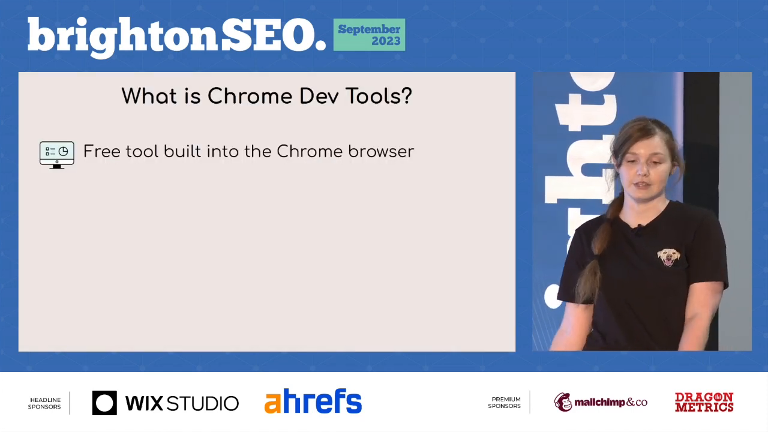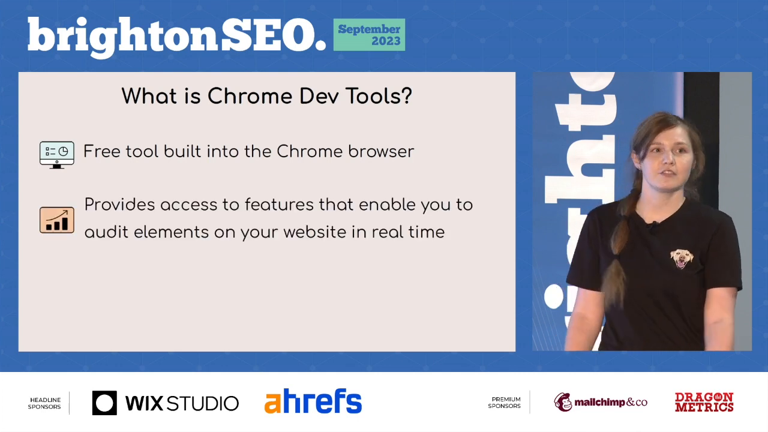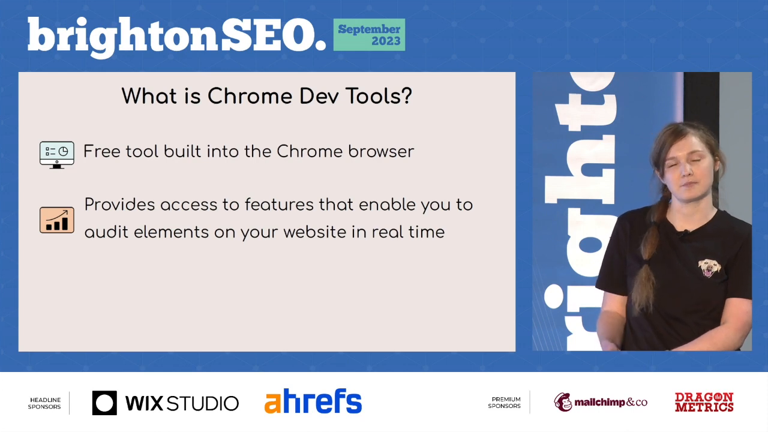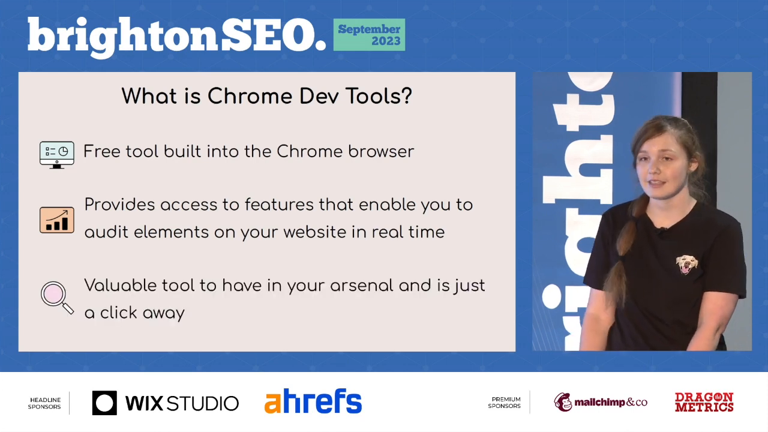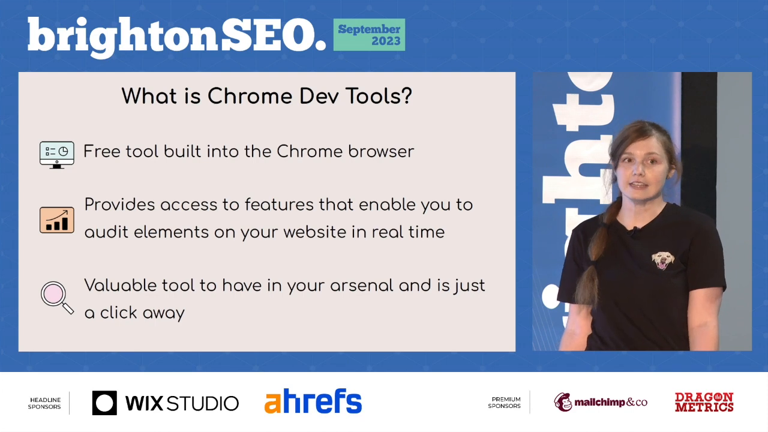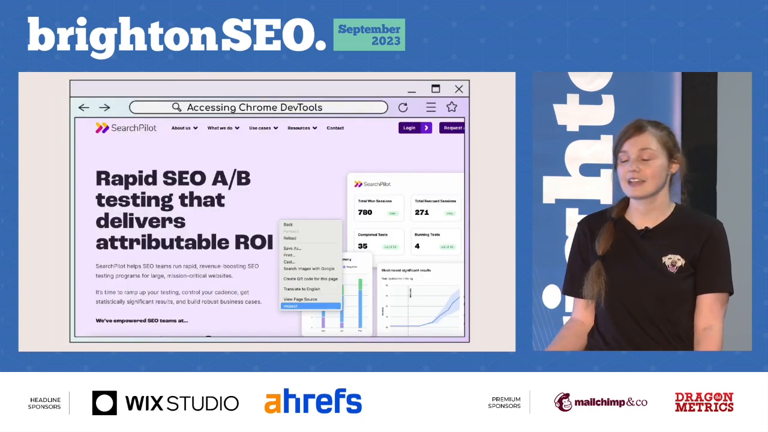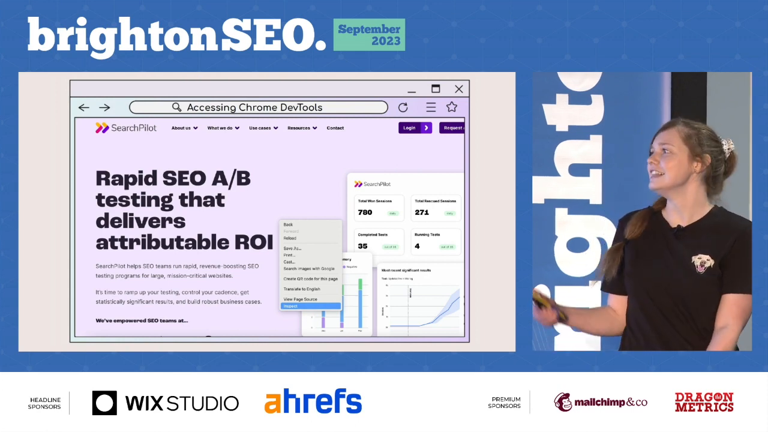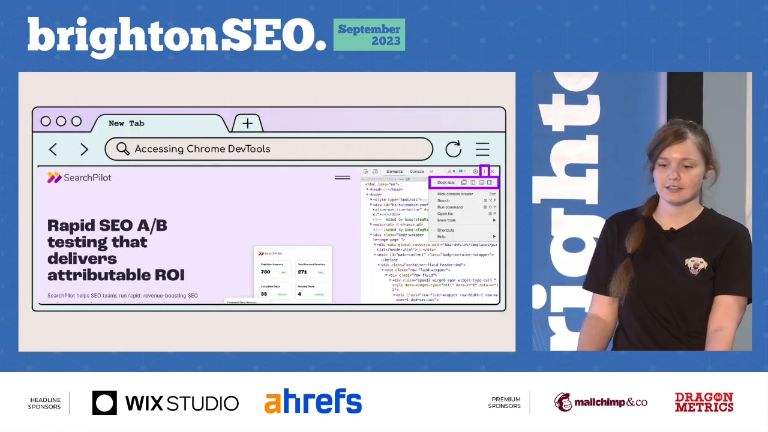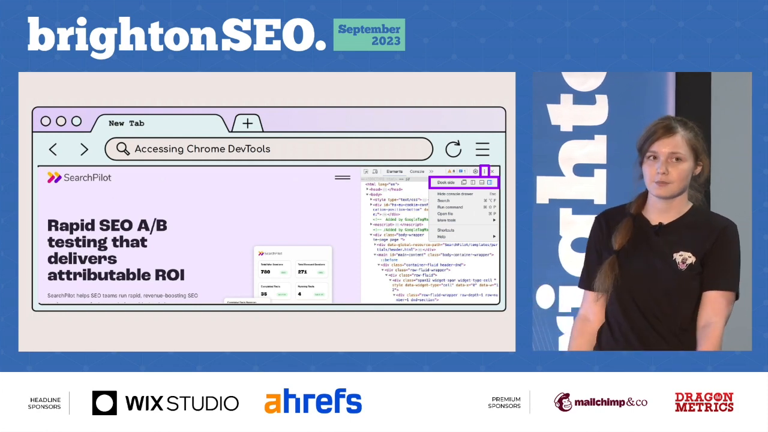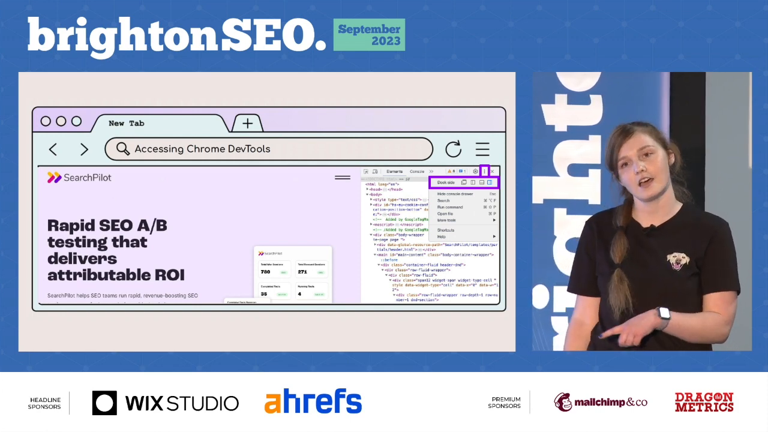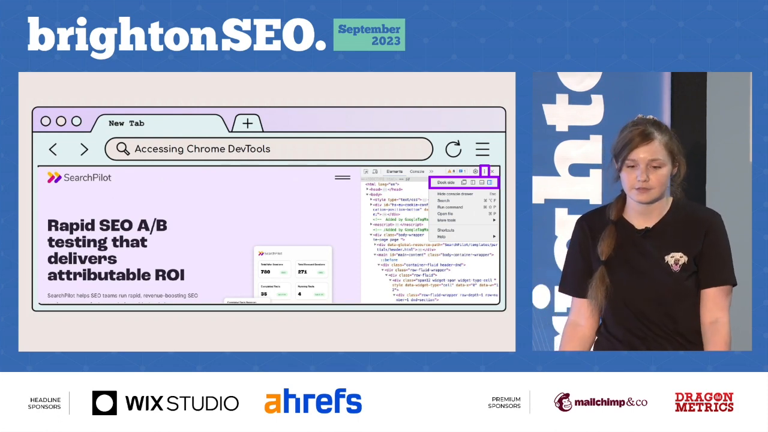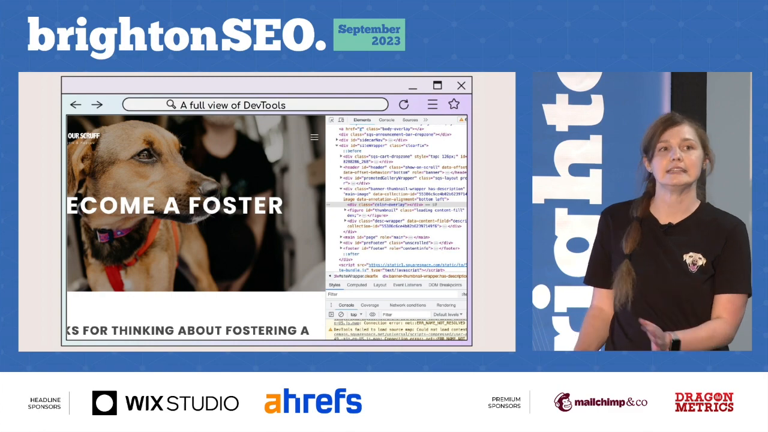It's a free tool that's built into the Chrome browser. It provides access to features that enable you to do things like audit and test elements on your website, so it's built as a toolkit, basically. And it's a really valuable tool to have, and it is essentially just a click away. So accessing it is as simple as going on your web page, right-clicking, and selecting Inspect. That's going to open typically on the left side, but you can select to either have it on the right side, you can have it at the bottom, or you can pop it out into another tab, depending on your preference. So when you open it up, typically it will look like this.